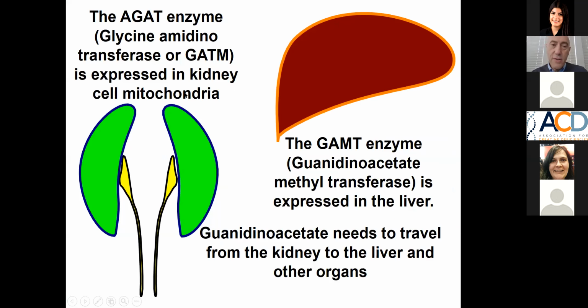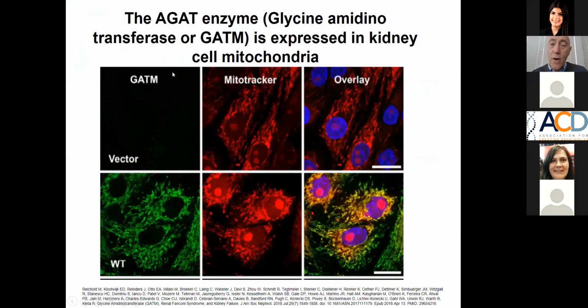So this enzyme is usually very highly expressed, especially in the kidney. And then once the guanidinoacetate is produced, it has to travel especially to the liver, where the GAMT enzyme is highly expressed and completes the conversion to creatine. And then creatine can reach all the organs in the body by the action of the creatine transporter. But pretty much guanidinoacetate needs to travel from the kidney to the liver and other organs to give rise to the synthesis of creatine. Now, where does the synthesis of guanidinoacetate happen within the kidney?